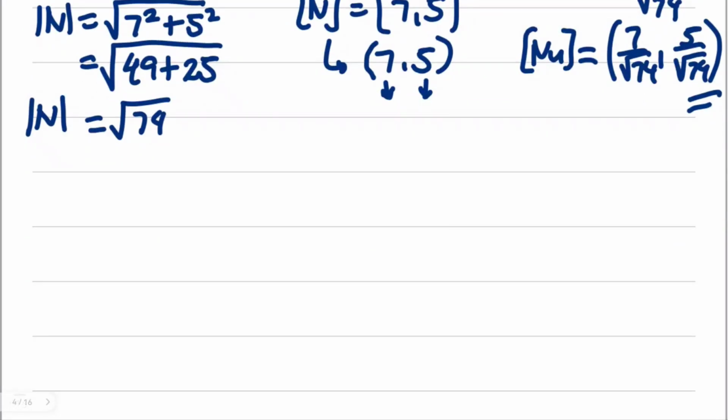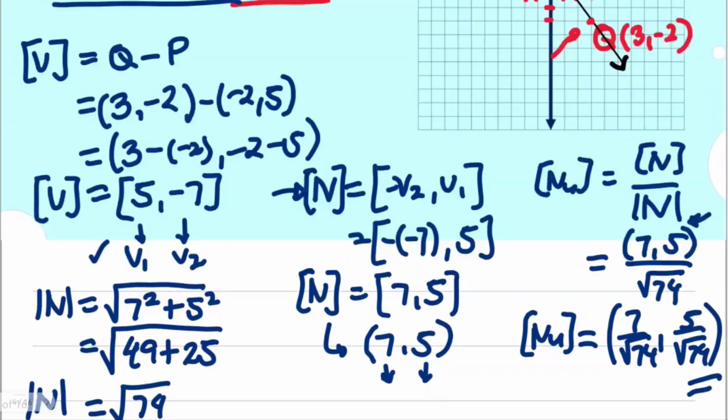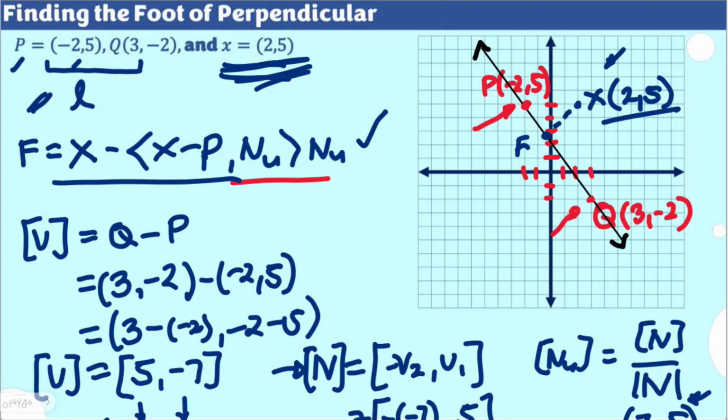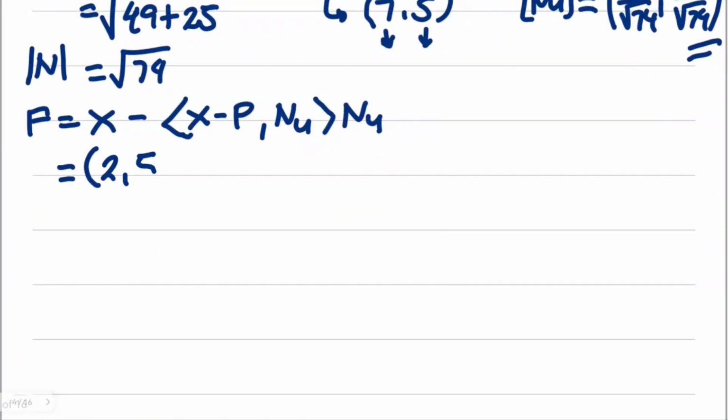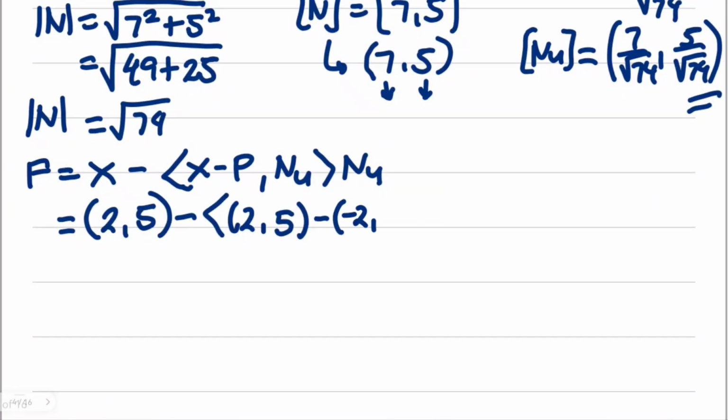So we'll have here the foot of the perpendicular is equal to x minus the inner product of x minus p, or the vector of the line passing through x and p, times your unit normal vector, with the inner product with your unit normal vector times another unit normal vector. Your x here was (2, 5), minus your p, which is (-2, 5).